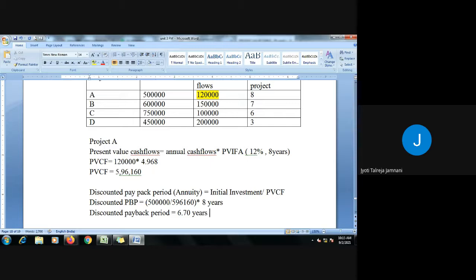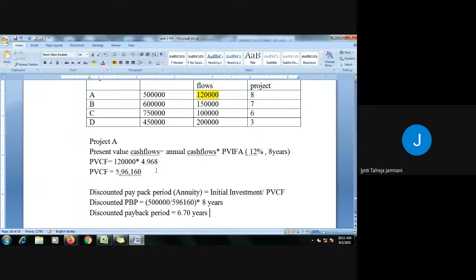Means it's not going to take the full 8 years. You're going to recover your money in 6.70 years, so almost more than 6 years, 6.5, or even more than that. So this is how you can find the discounted payback period if annual cash flows are given.